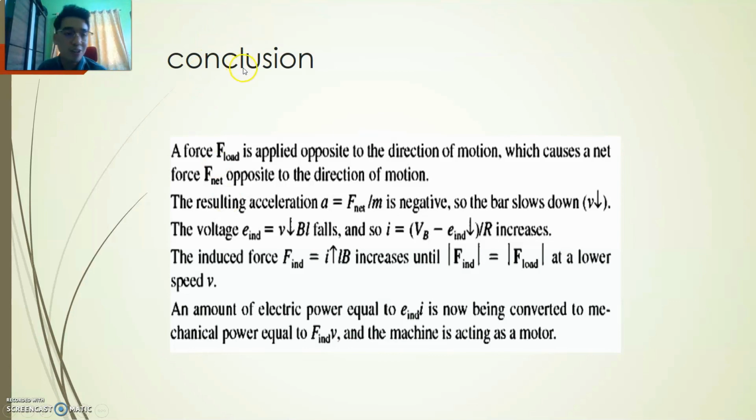Okay, so for the conclusion, a force F load is applied opposite to the direction of motion, which causes a net force opposite to the direction of motion. An amount of electric power equal to E induced times current is now being converted to mechanical power equal to F times induced voltage, and the machine is acting as a motor.